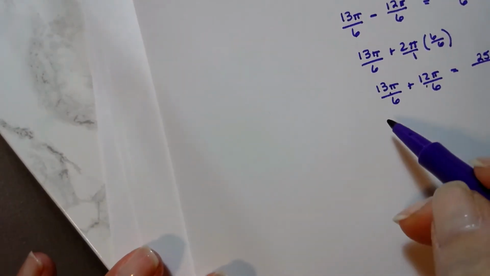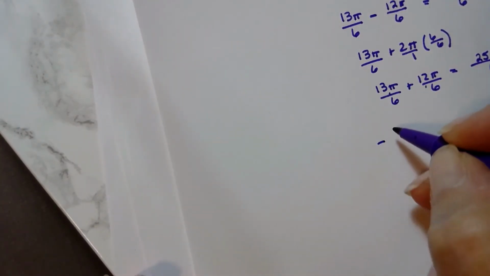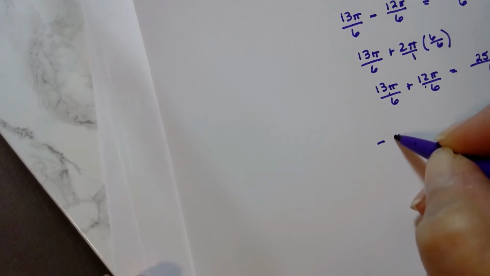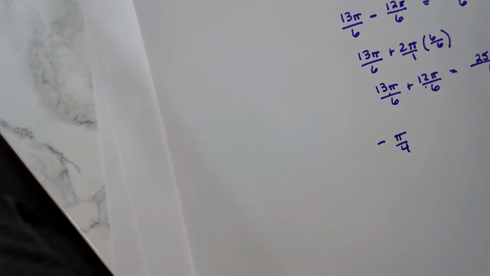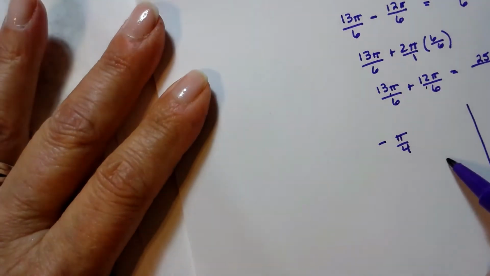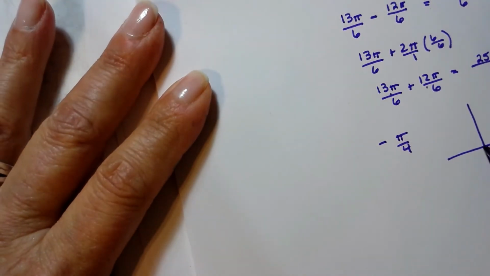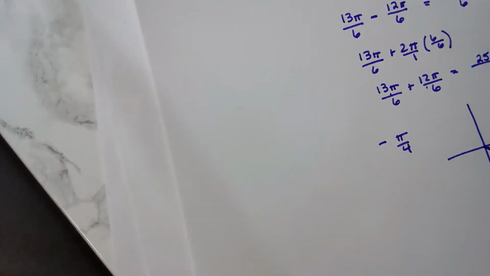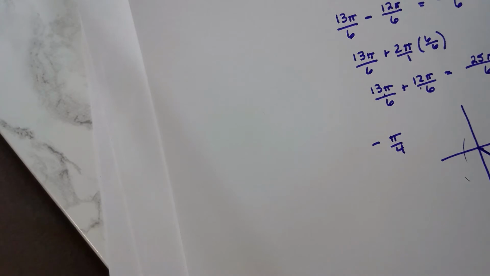Maybe I want to find an angle coterminal to negative, I don't know, pi over 4. Well, negative pi over 4, as I start here and move this way, that's 45 degrees. So I want to find an angle coterminal to negative pi over 4. Depending on which direction I want to go, do I want to go this way? Do I want to go around once?